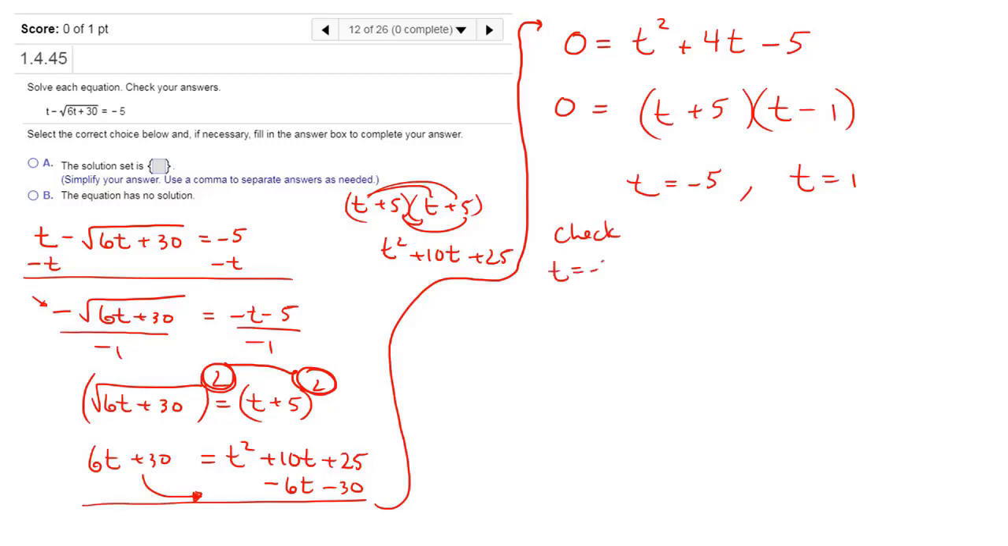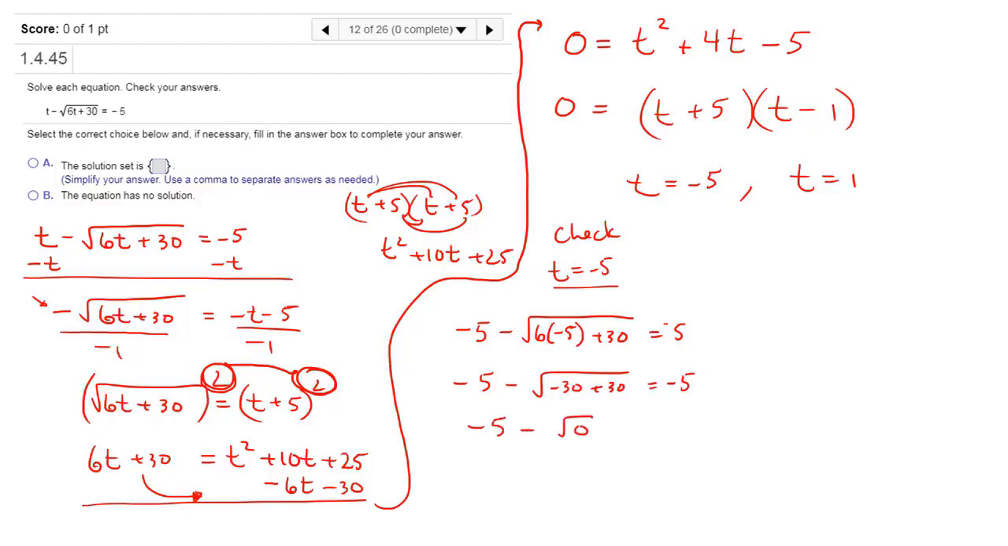Does negative 5 work? And we always have to go back to our original problem. So negative 5 minus the square root of 6 times negative 5 plus 30, will that give us negative 5 at the end? Maybe. We'll see. Hey, that gets me a negative 30 plus 30, which gives us square root of 0. And the square root of 0 is just 0. And that works. Okay. That works.